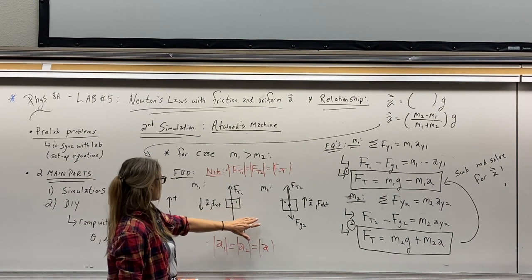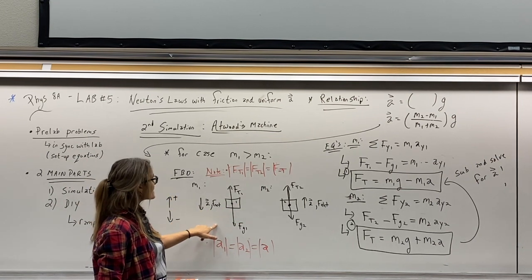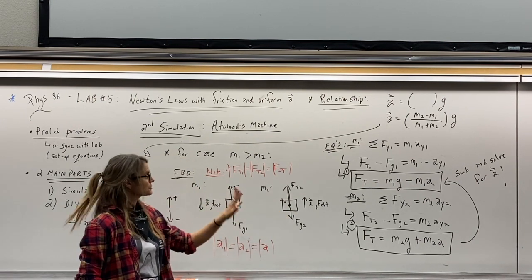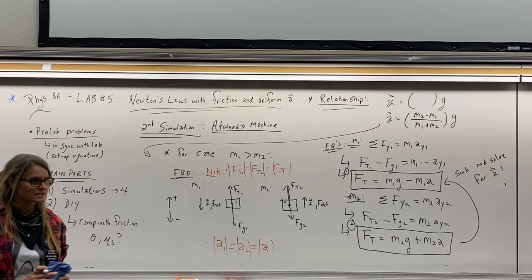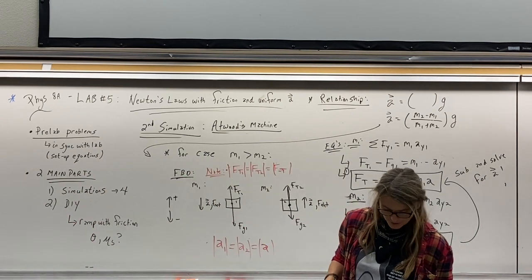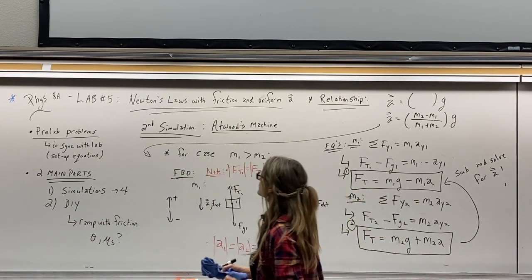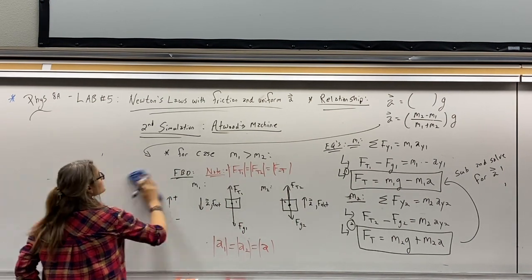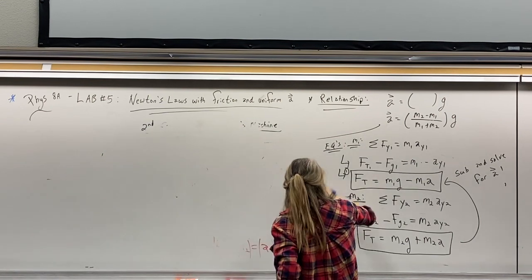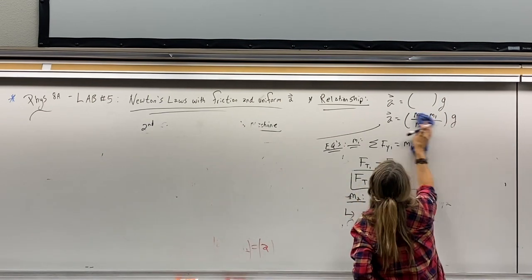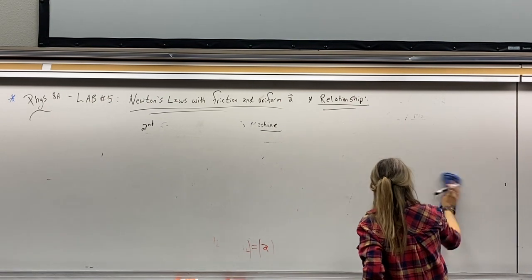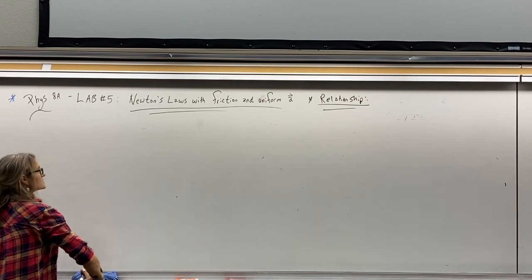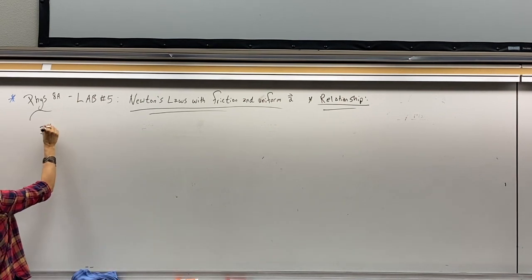So you could do the same thing when mass 1 is less than mass 2. The only difference will be the size of the vectors there, as your signs in your equations will change. Now the third simulation is just Newton's law with photo gates. I'm going to give myself a little more room here. And this is based on some of the same principles in your pre-lab problem.